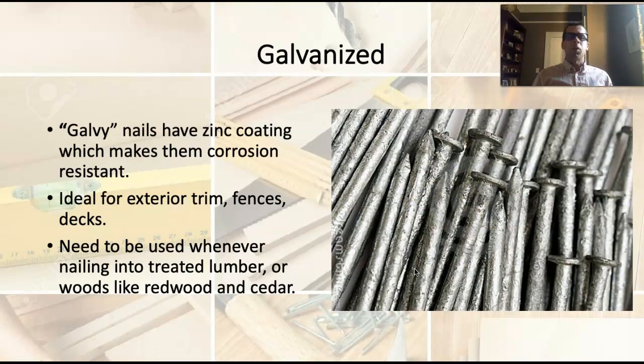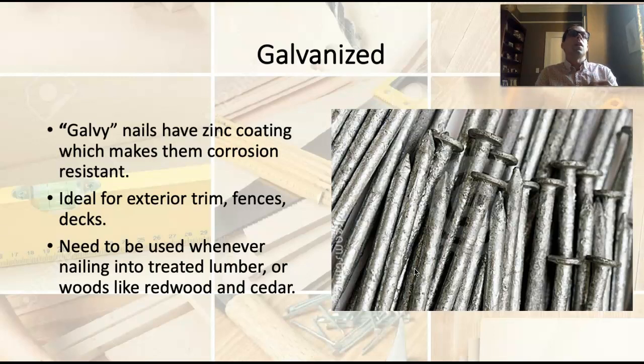Galvanized nails, we'll talk a little bit more about these. The nickname is Galvies. Give me a box of Galvies, okay? They have a zinc coating, like I mentioned before, that's going to inhibit corrosion. So if we're putting up exterior trim, if we're building a fence, if we're building a deck, anything that's potentially going to get rained on or fogged on or drizzled on needs to have galvanized nails used, okay? The other thing is, if we're using these nails with redwood, cedar, or treated lumber, we have to use galvanized nails, okay?